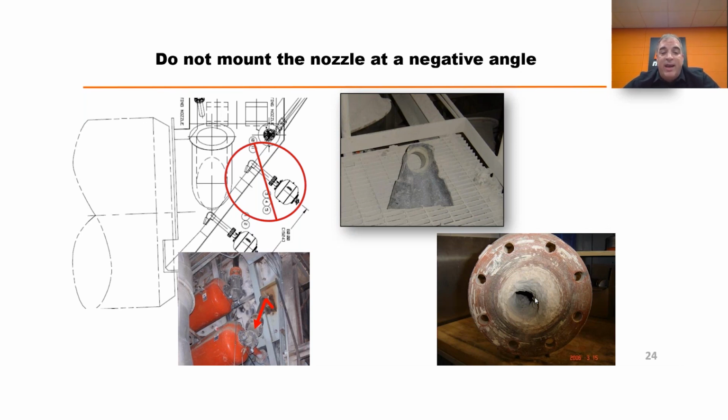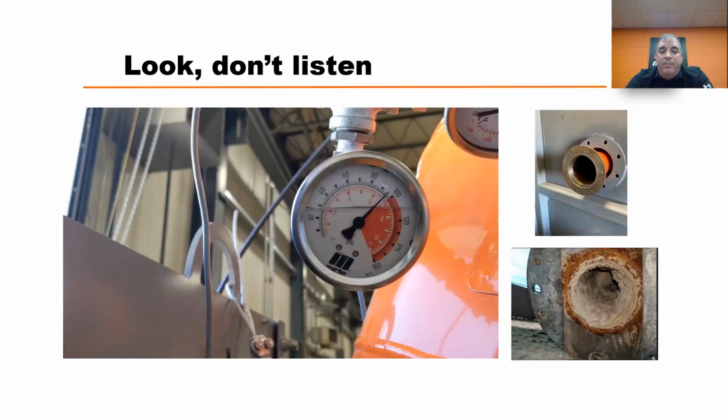Mounting above, at least if that nozzle were to burn off, the material is not going to come down and get into the cannon itself. So that's an easy thing to send guys around and look at, see how your cannons are mounted. If they're mounted at a negative angle like this, it was most likely put in there because it was easy for someone to install it, as opposed to running it into a correct position. The big thing is looking, not listening.